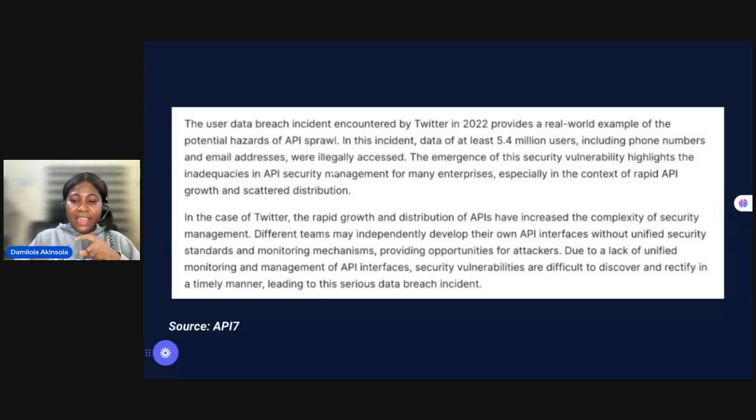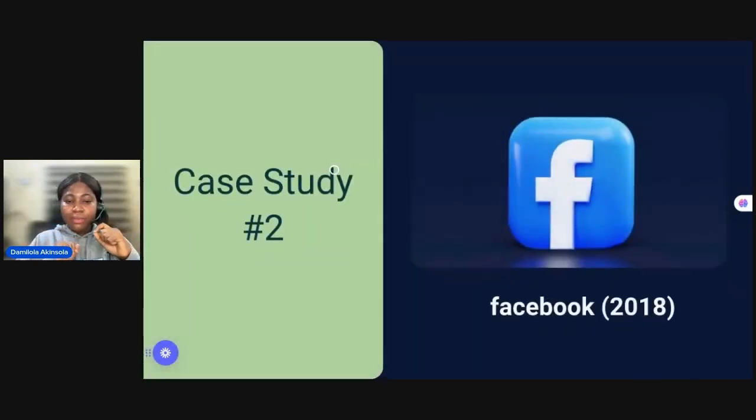So we've seen the impact of this and how it affected them. It damaged Twitter's reputation at that time, and of course highlighted how poor API security can lead to massive data breaches.